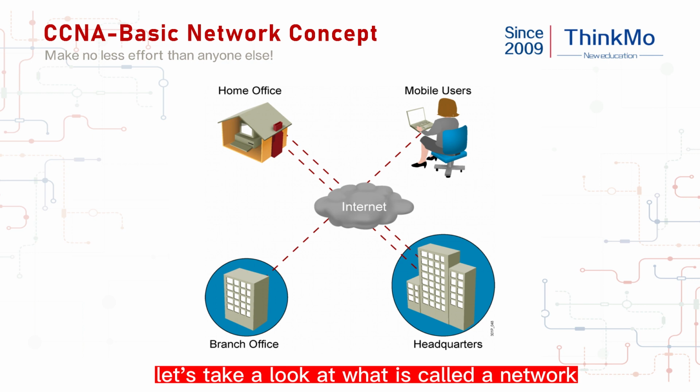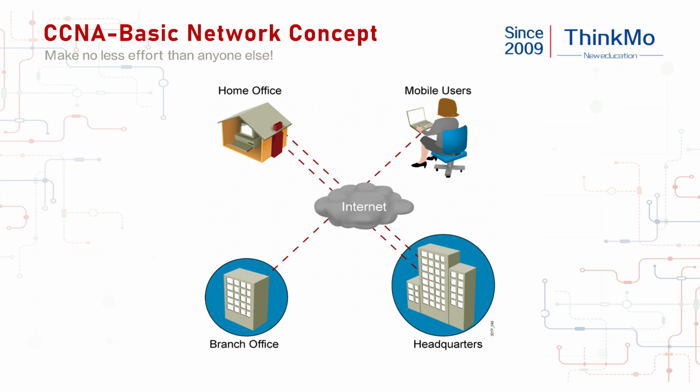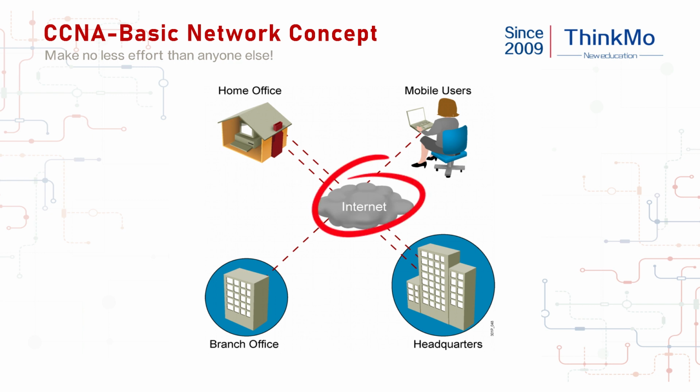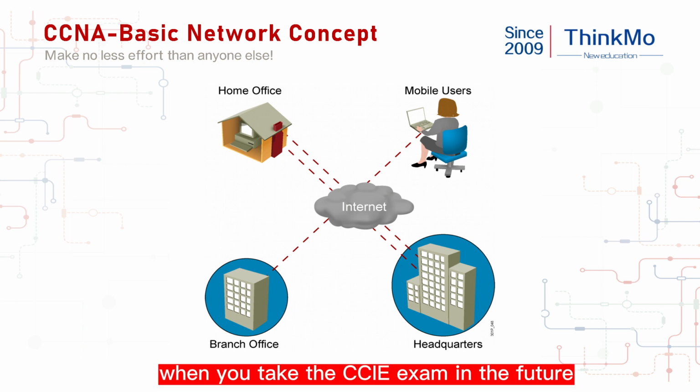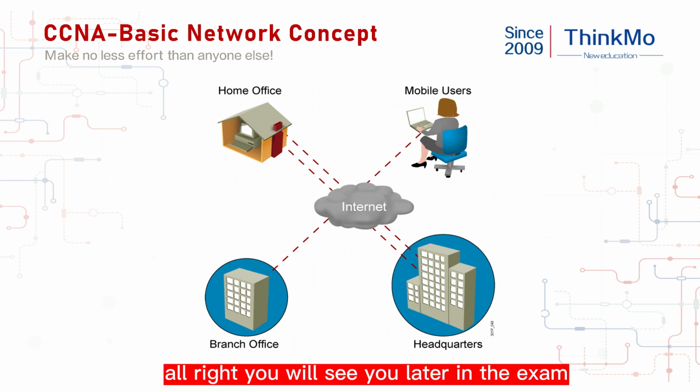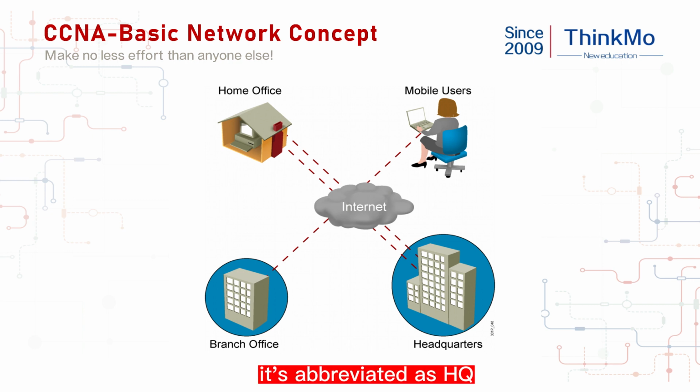Let's take a look at what is called a network. First of all, in this picture, here's a home office, and mobile users connecting through the internet. So there's a headquarters here. Let me tell you, this is the headquarters. When you take the CCIE exam in the future, we'll see this scene. It's abbreviated as HQ. So what is this on the left? Branch office. It's a division, also called a branch. Everyone can understand.